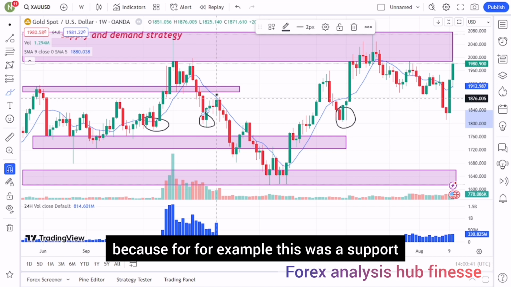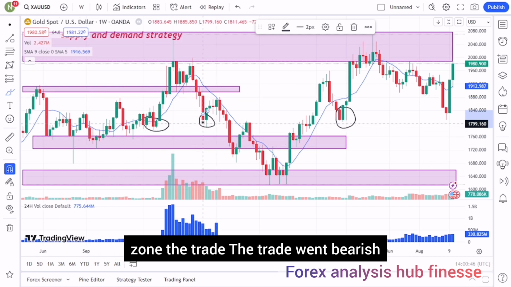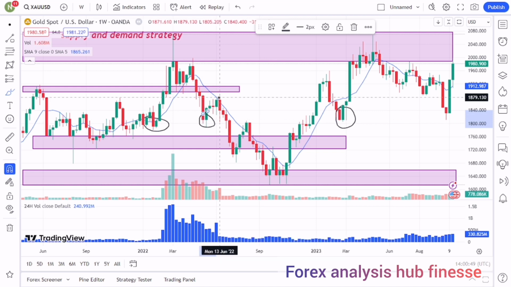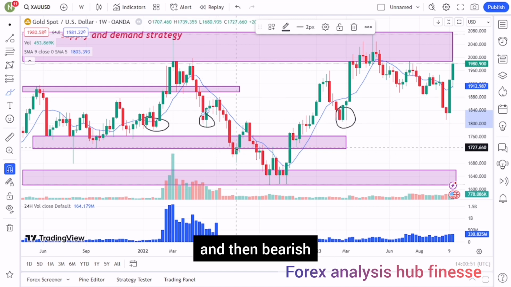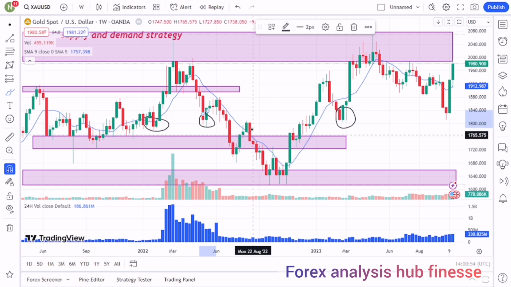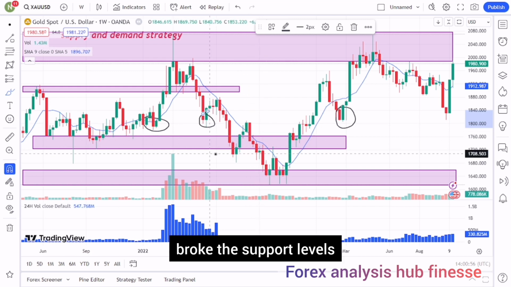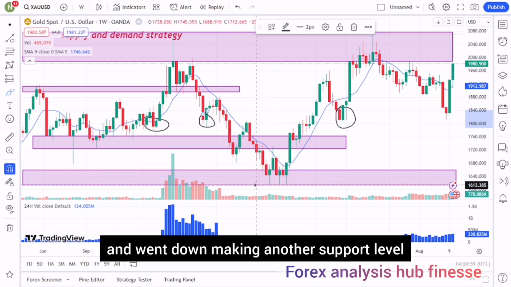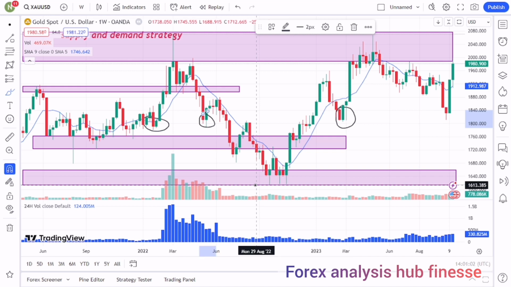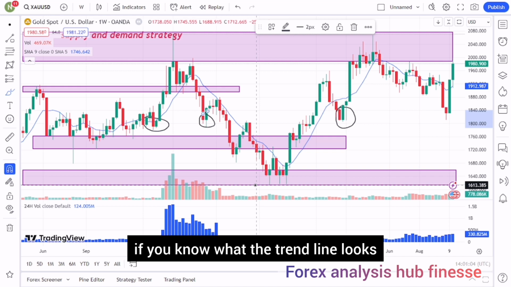Because for example, this was a support zone. The trade went bearish. Bearish means it went down and then tried to retrace and then went bearish again, went to these support levels and then went up, broke the support levels and went down, making another support level. So this can really help you if you know what the trend line looks like.